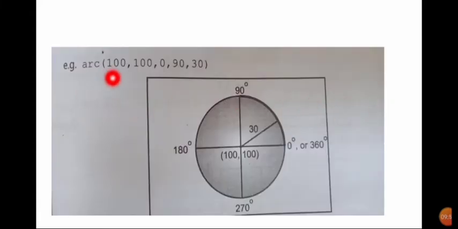Arc can be drawn like this. Let us take one example here. Arc in bracket 100, 100, it represents x coordinate, it represents y coordinate. Then 0 and 90, 0 represents starting angle of arc, 90 represents ending angle of arc, and 30 is the radius of your arc. So see here, 100, 100 is the center of your arc. So this is your center with x and y coordinate.